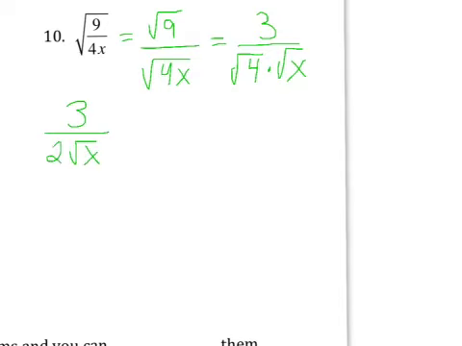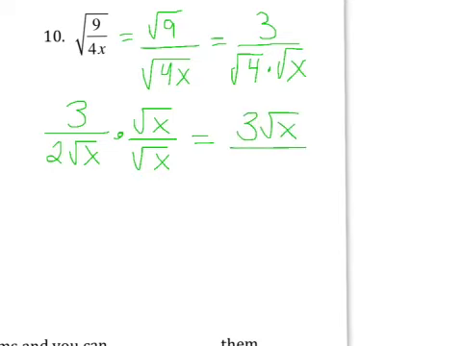All right, well, we did a good job simplifying so far, but we still have that square root of x in the denominator. So we need to multiply by the square root of x over the square root of x, which gives us 3 square root x up top. And then we'll just have a regular 2x in the denominator.